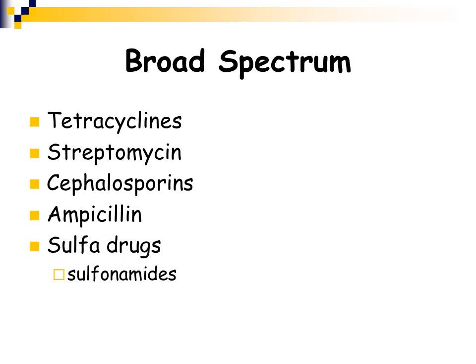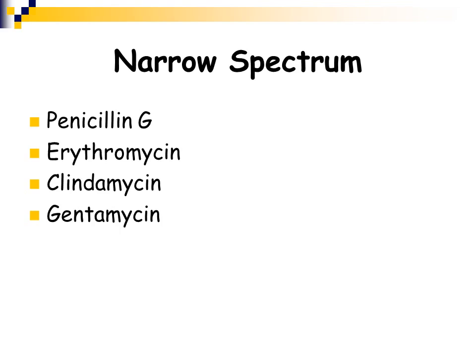Now some examples of broad spectrum agents, which will go after both gram-positive and gram-negative bacteria, are tetracycline, streptomycin, cephalosporin, ampicillin, and some of the sulfa drugs like sulfonamides. Narrow spectrum antimicrobial agents include penicillin G, erythromycin, clindamycin, and gentamicin.